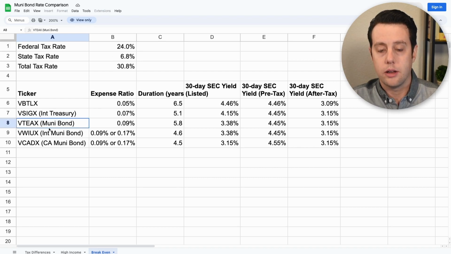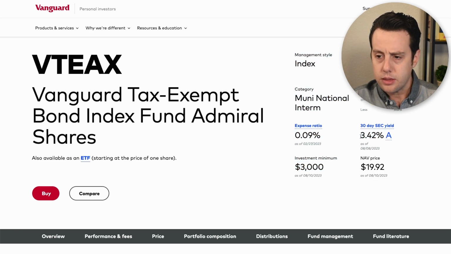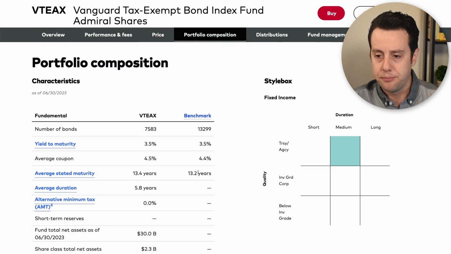So real quick, I wanted to dig into one of these bond funds in a little more detail. So we'll look at this VTEAX Municipal Bond Fund from Vanguard, which is just the tax-exempt bond index fund Admiral shares. So it has a minimum investment of $3,000 to 3.42% SEC yield. So where it gets a little interesting is when you look more at the portfolio composition. These are medium duration and they are classified as treasury or agency.